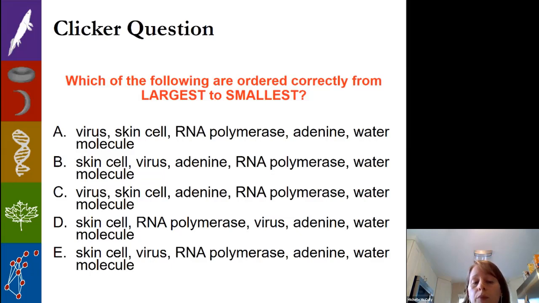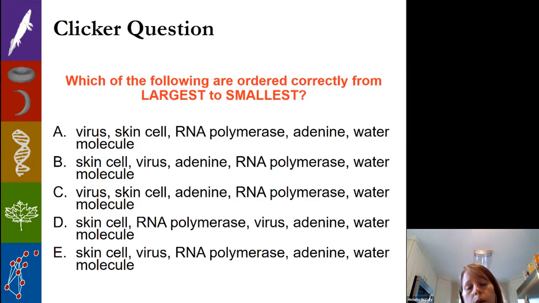So RNA polymerase is a protein. That's going to be a big macromolecule, so it's going to be bigger than a subunit, but smaller than a collection of molecules. RNA polymerase is smaller than a virus, which is a collection of molecules, but it's bigger than adenine, which is a single nucleic acid, which is a building block.